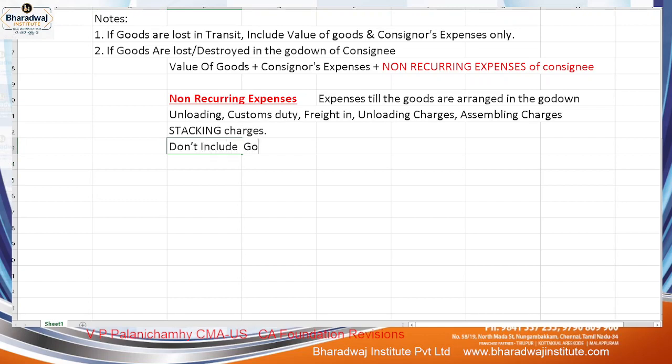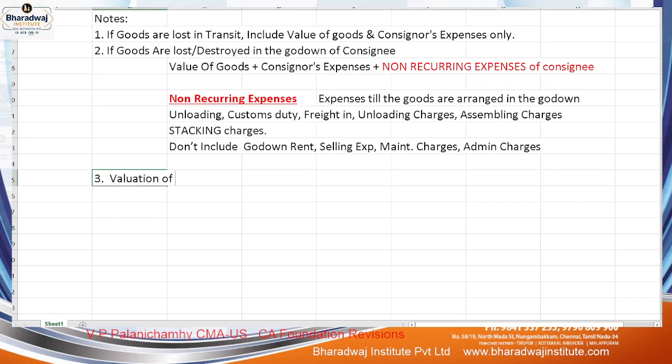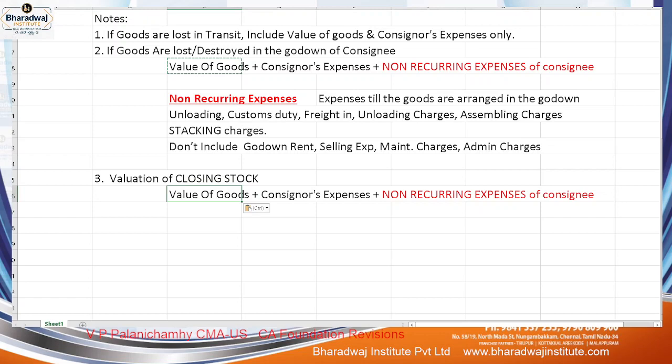Don't include what all? Selling expenses, stock maintenance charges, administration charges, don't include them. Valuation of closing stock is also the same principle only.